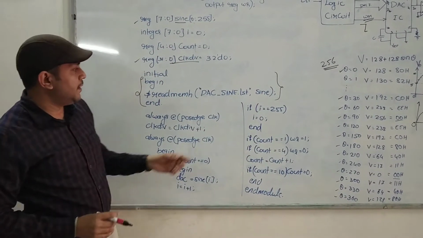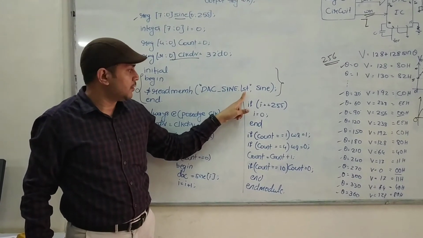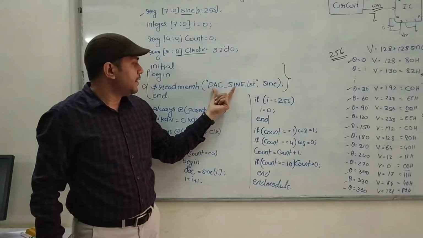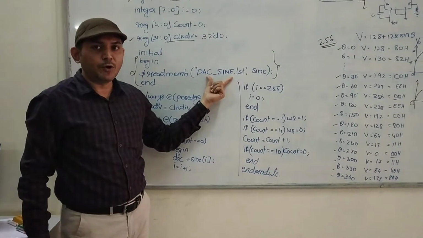What happened now? There is a list file with the extension .lst. So we call it a list file, and it is named after DAC_sine. This will be there on your monitor.